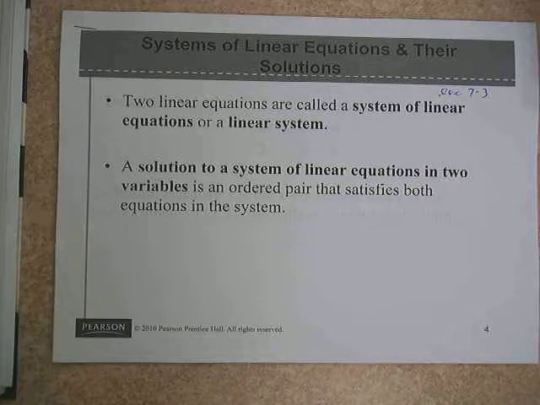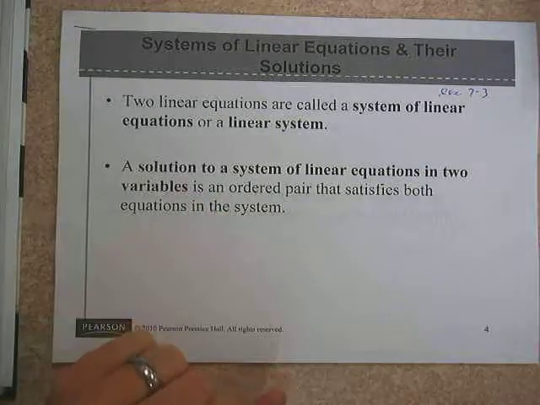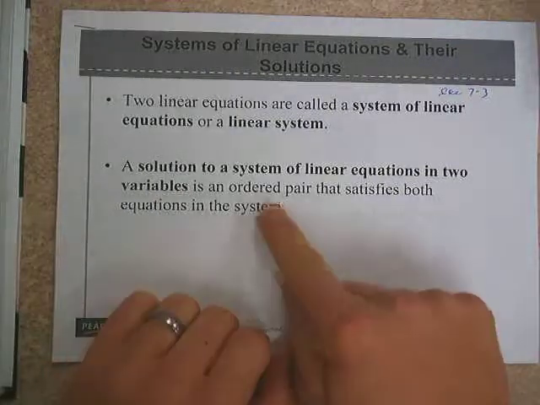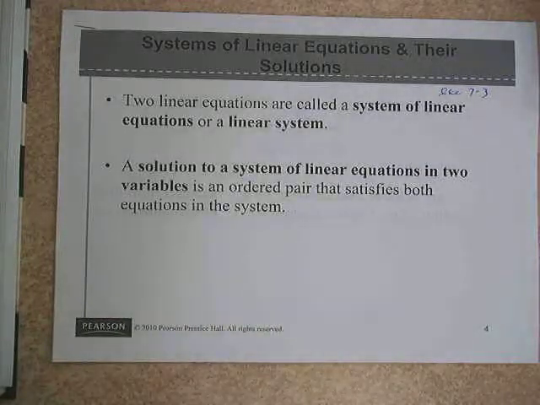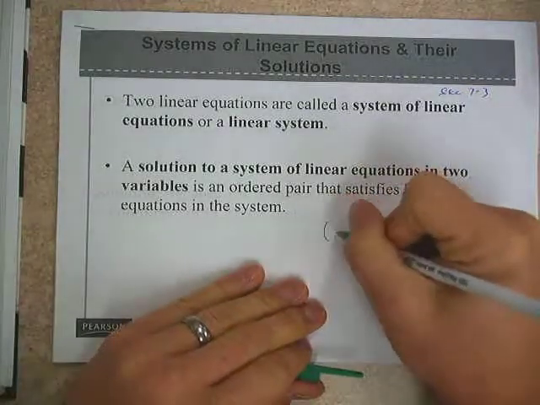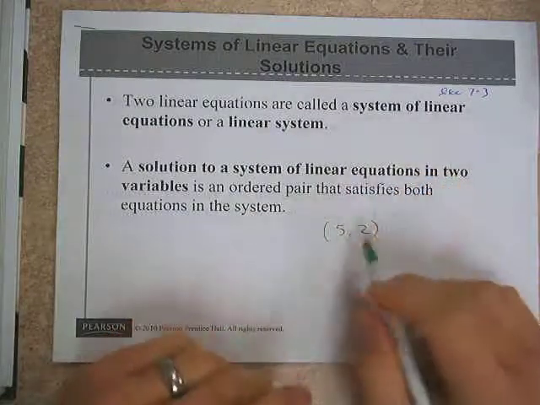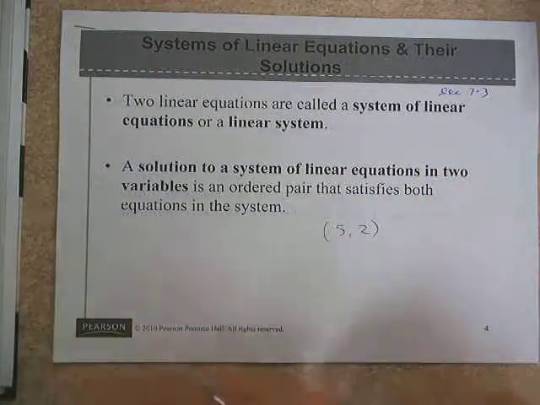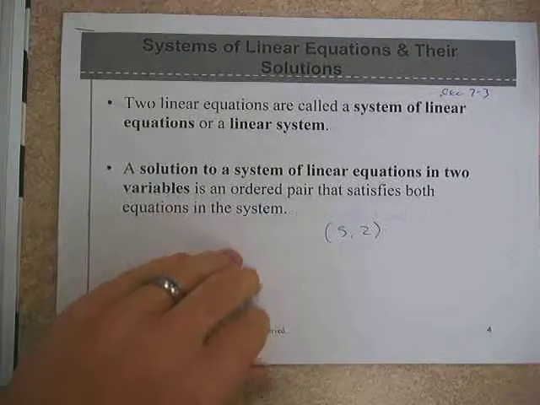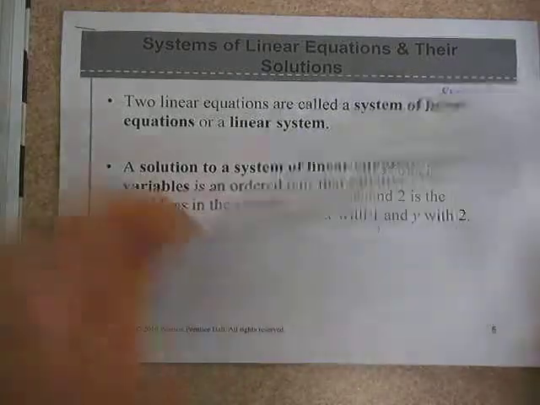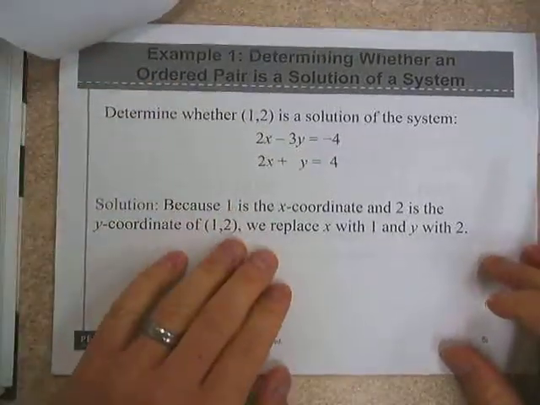And ultimately what we're going to be after here is finding the solution to a system of two linear equations, which is an ordered pair, notice, that satisfies both equations in the system. So when we get finished, we're going to have some kind of ordered pair, like say the point (5, 2), and if we plug in 5 for x and 2 for y into both equations, and we get two true sentences, then we have found the solution to the system. Okay, so let's look at a couple of methods that we're going to use here.